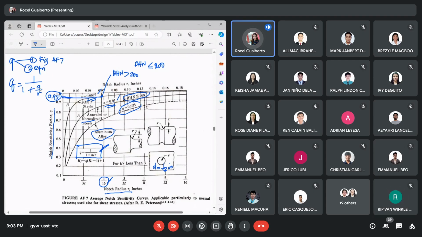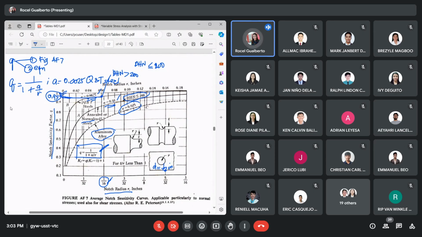Okay, now you try to solve. Ano ba yung ating gagamitin na A dito? 0.0025 for quench and tempered steel. Kanina, using figure AF7, sabi natin 0.95. Okay? We estimate the value as 0.95.